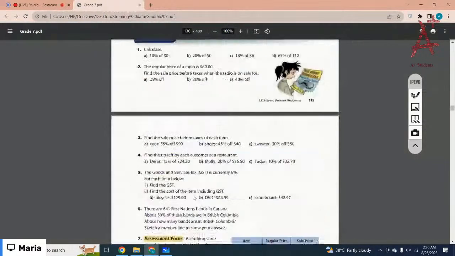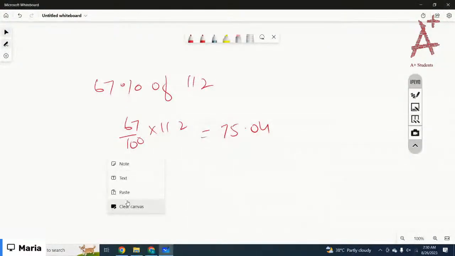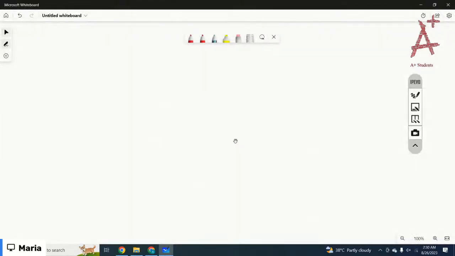Okay, the regular price of a radio is $60. Find the sale price before taxes when the radio is on sale at 25% off. So 25% off means you have to calculate 25% off of 60, right? The price is $60 and the sale is 25%, right? $60.